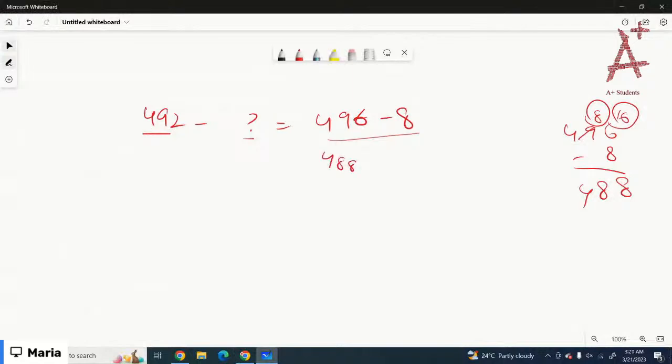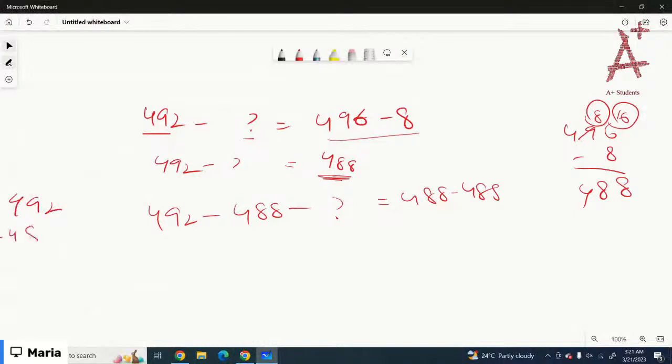Got it? So here you have 492 minus the missing number. So subtract 488 from both sides. Got it? Because on this side you are left with just 488. So 492 minus 488, just subtract 492 minus 488. So you have to borrow 1. So 12 take away 8 is 4. 8 take away 8 is 0 and 4.